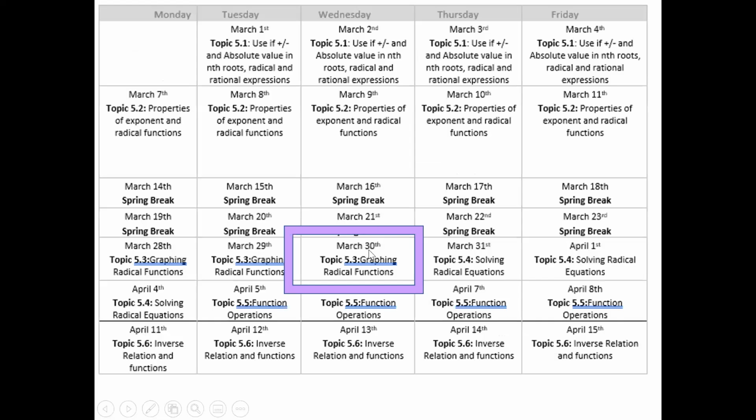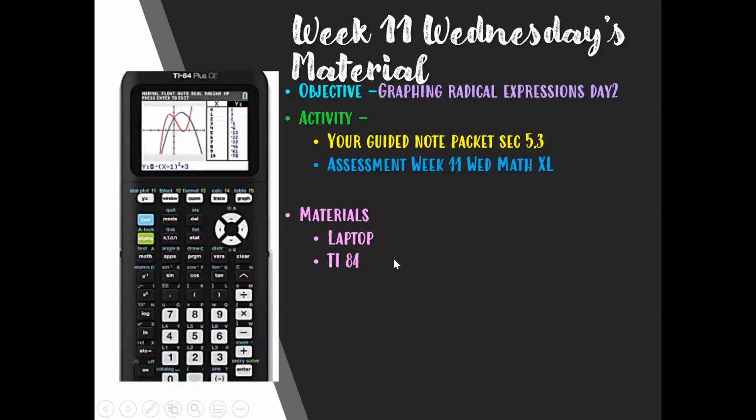All right, today we're going to start with graphing radical functions. We're going to finish the last part of that, and then I'm going to give you the second half of class to work on your Math Excel and also your quiz. Today you need your guided note packet from 5.3. You need a laptop so you can access your Math Excel, and also a TI-84 calculator. So right now, come on up and grab the materials that you need.